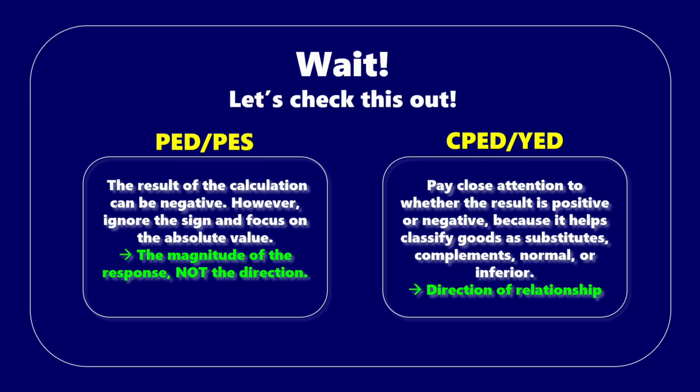But for CPED and YED, it's the opposite. Here, the sign matters a lot. Positive or negative tells you the relationship between goods. Positive means substitute or normal goods, and negative means complement or inferior goods.